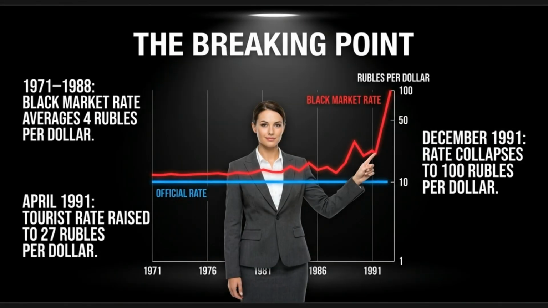The economic breaking point arrived in the early 1990s. The black market rate, which averaged 4 rubles per dollar for decades, suddenly spiked. By December 1991, the rate collapsed to 100 rubles per dollar.